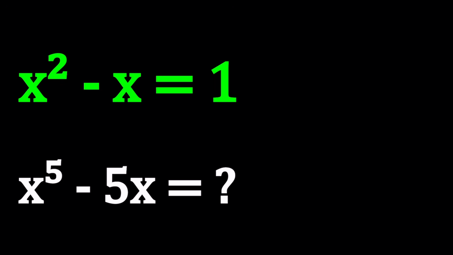Hello everyone. In this video we're going to be evaluating a polynomial expression. We're given that x squared minus x is equal to 1 and we're going to evaluate x to the 5th power minus 5x. We're going to be doing this in two different ways, and let's start with the first method.